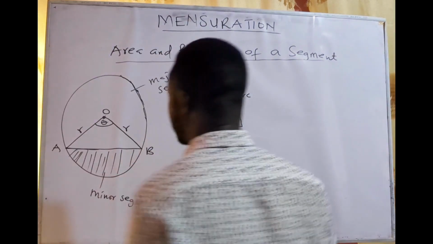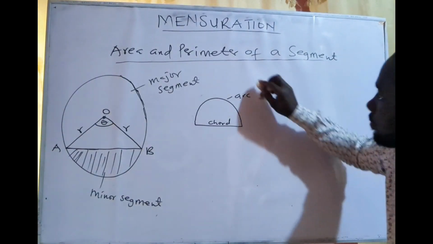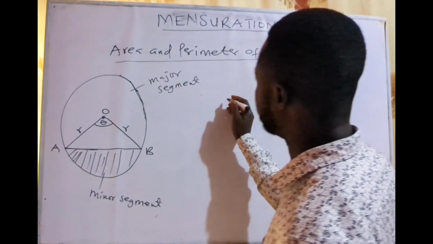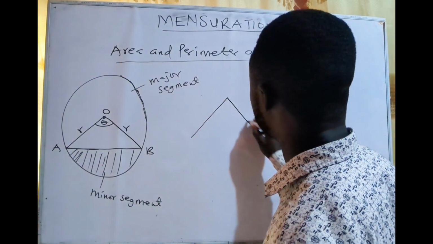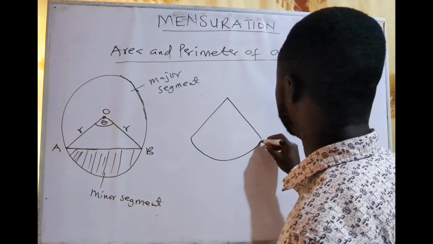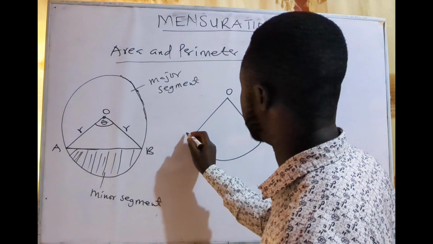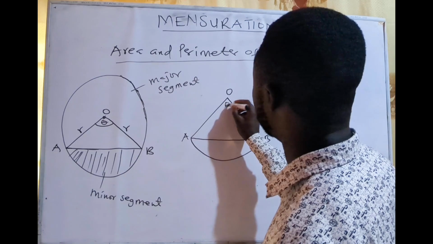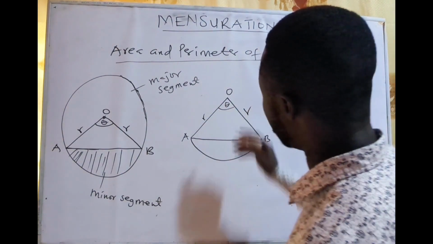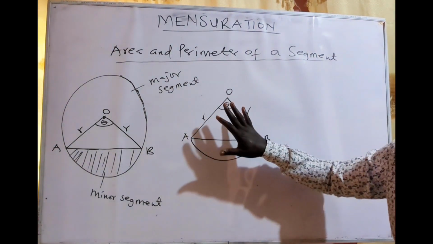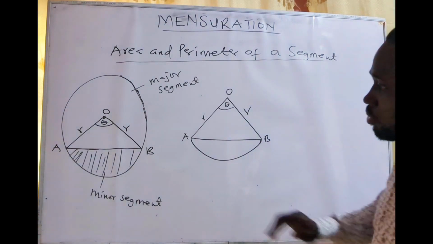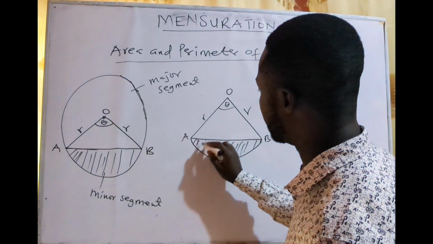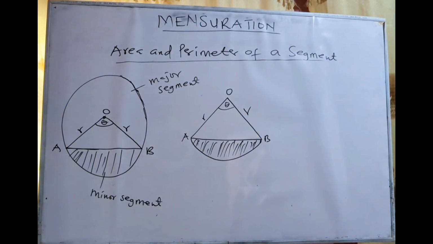Let me take this off for the meantime, I'll come back to it again. So here is O, here is A, so this is my chord, and then B, and then I have my angle theta here, with the radius here and the radius here. What is this? We all know that this is a sector. The shaded portion of the segment is here. Study it well, we are building something.